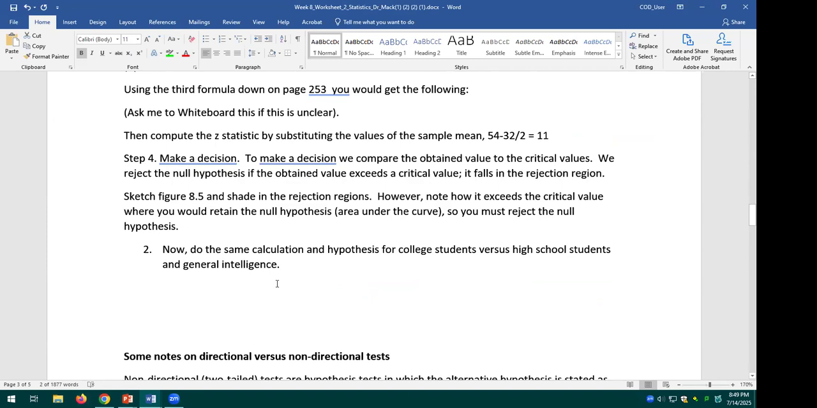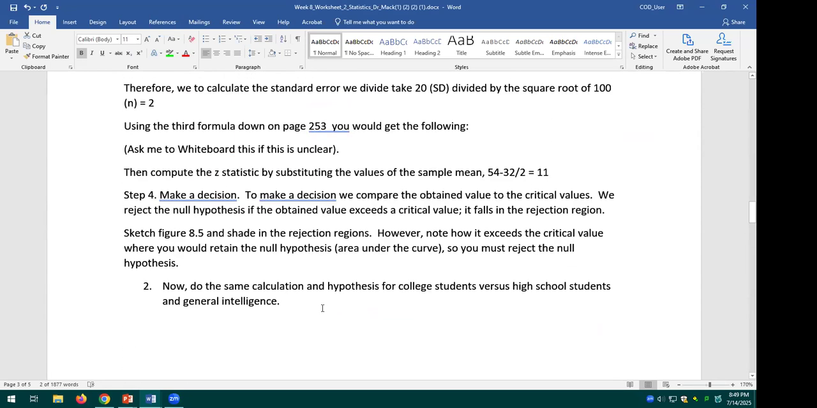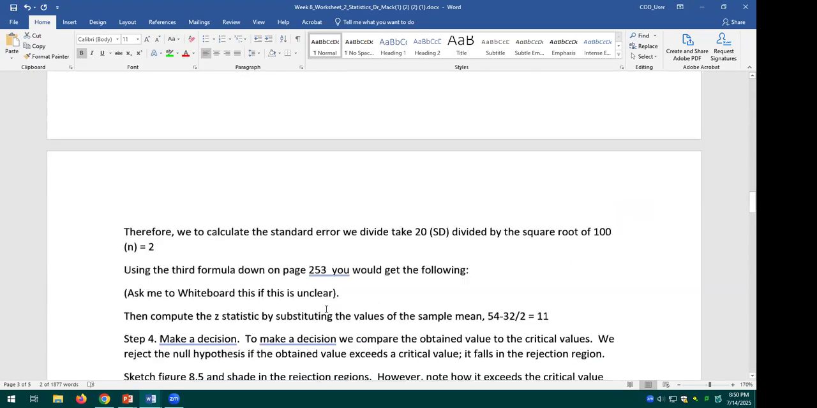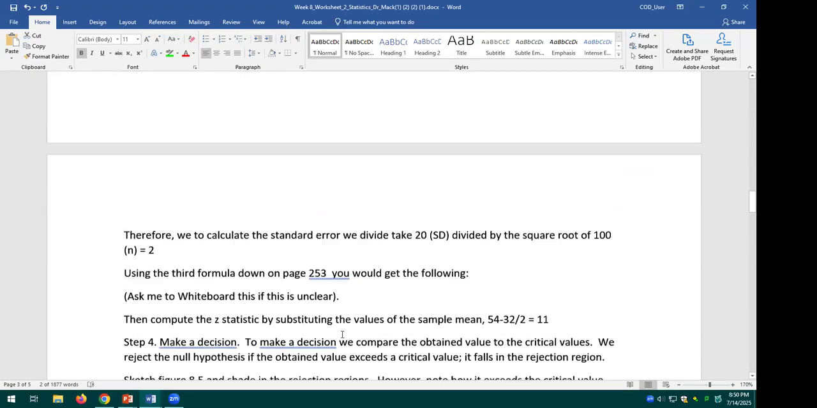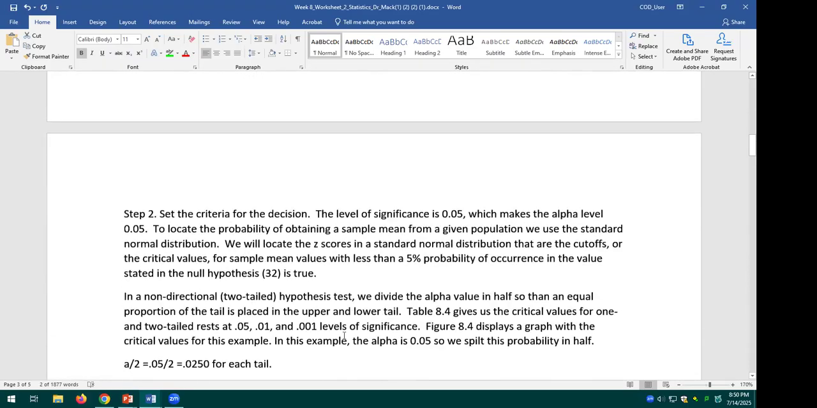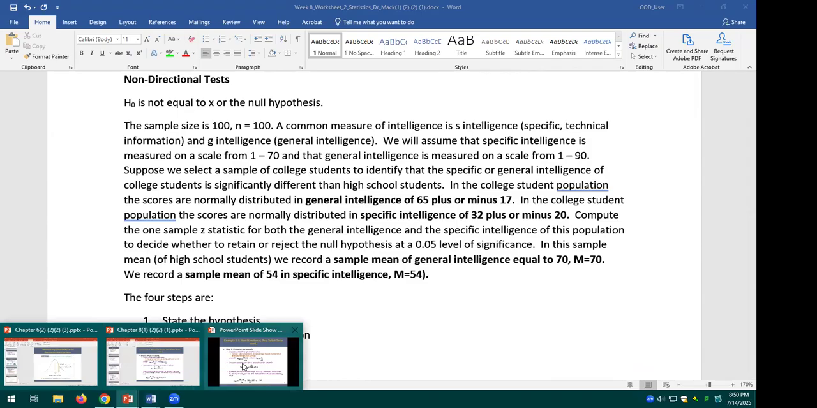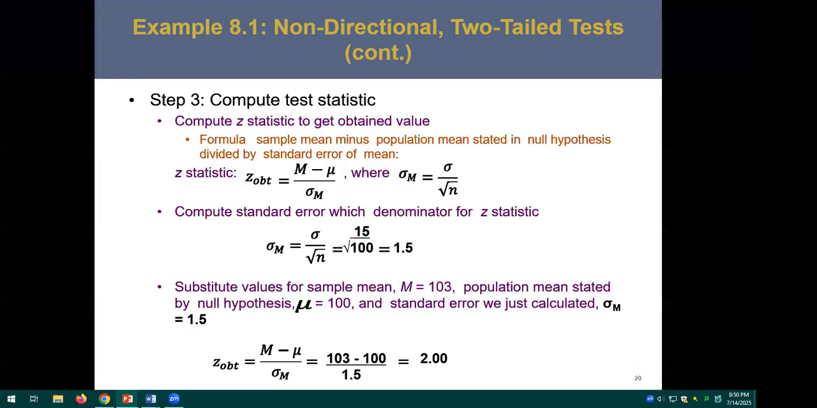So now we have the same calculation for college students versus high school students. So we need to figure out our standard error first. So we're doing college students versus high school and general intelligence. So we have this up here. So college students and general intelligence. So we know we still have an n of 100, right? We know we still have an n of 100.